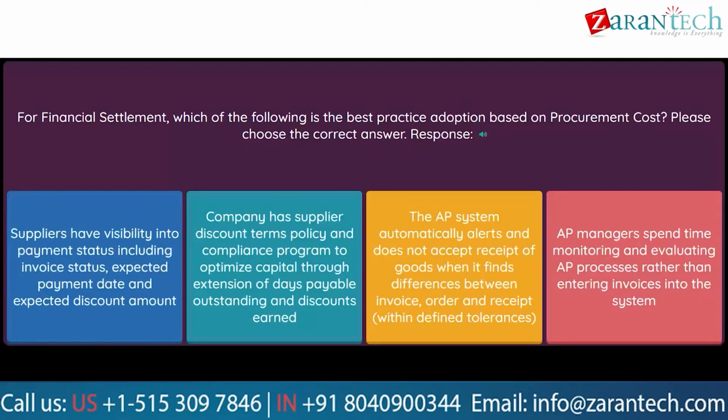Option 2, company has supplier discount terms policy and compliance program to optimize capital through extension of days payable outstanding and discounts earned. Option 3, the AP system automatically alerts and does not accept receipt of goods when it finds differences between invoice, order, and receipt, within defined tolerances. Option 4, AP managers spend time monitoring and evaluating AP processes rather than entering invoices into the system.